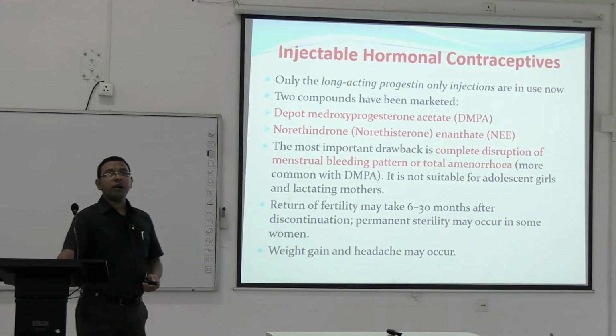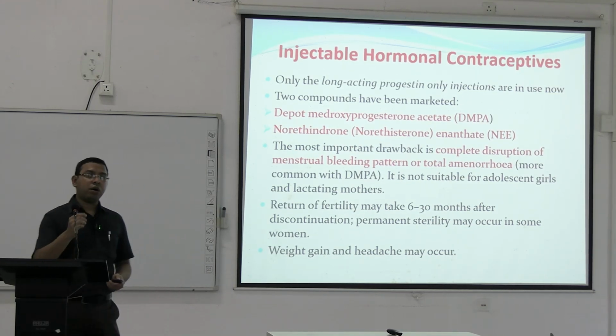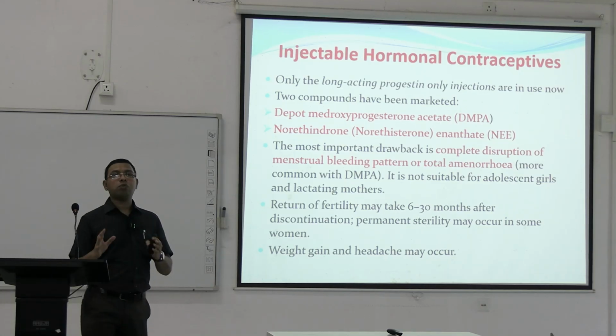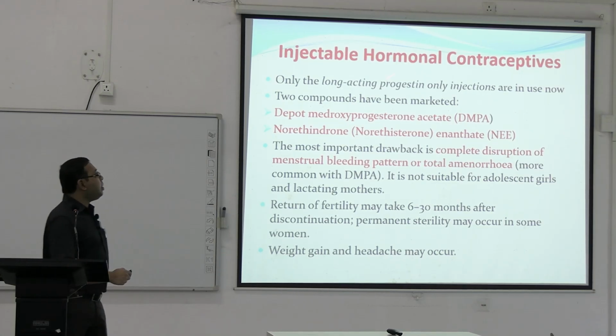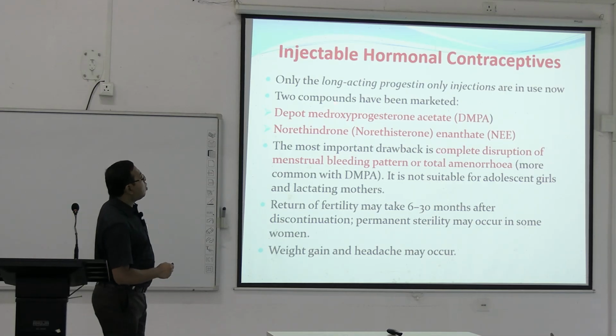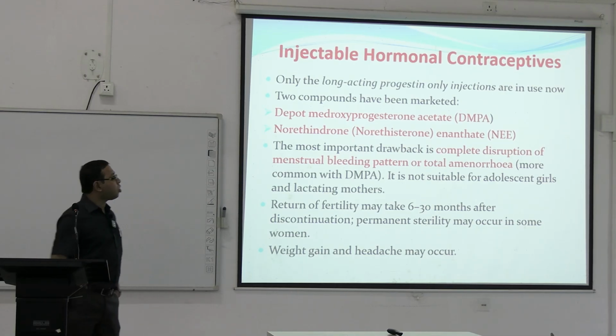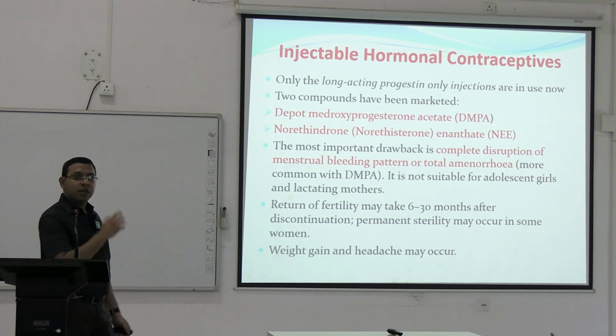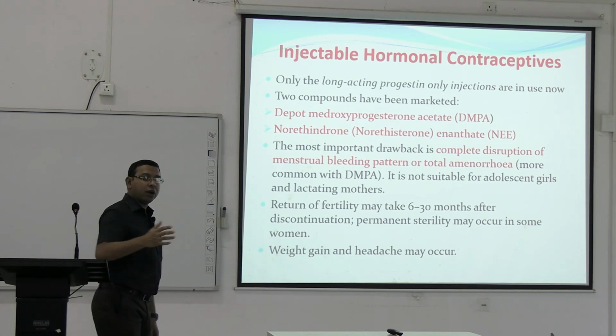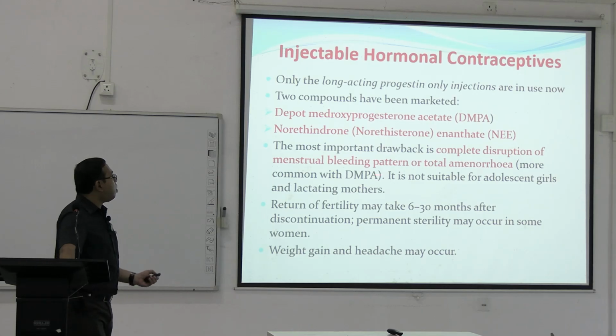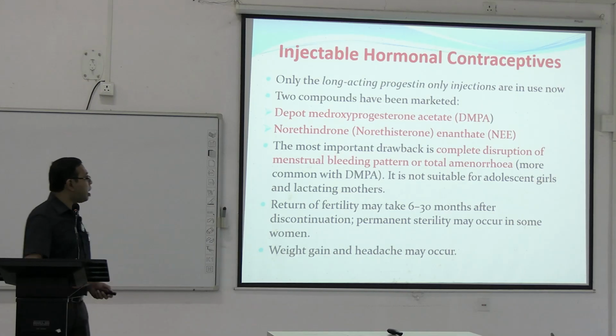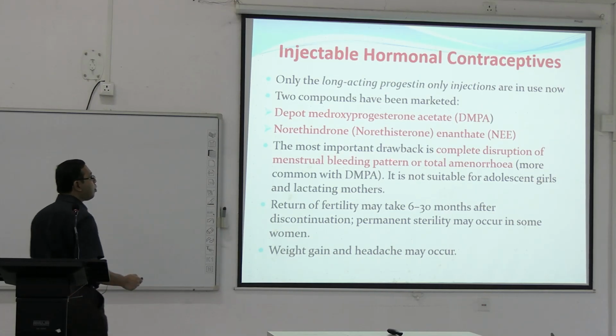Next, coming to the injectable hormonal contraceptives. The oral ones are the most common, but some injectable hormonal contraceptives are also there. The most common are 2. One is depomedroxyprogesterone acetate, another is norethindrone enanthate. These are more common in the Western world, but in our country injectables are lesser used now. The most important drawback is the complete disruption of the menstrual bleeding pattern, a total amenorrhea. That is the problem that may happen with depomedroxyprogesterone acetate.